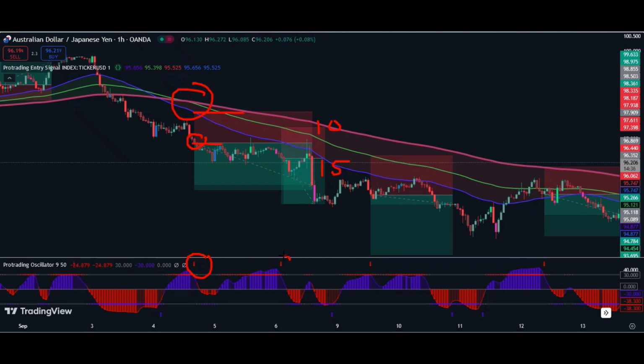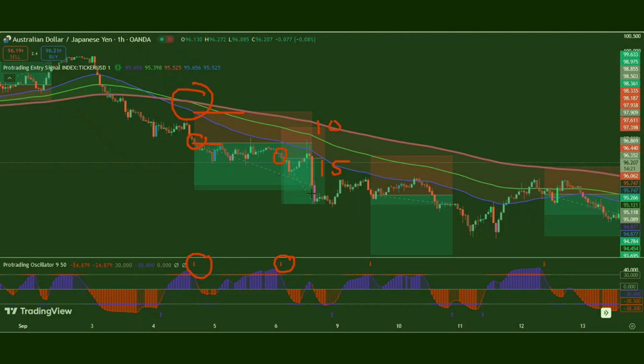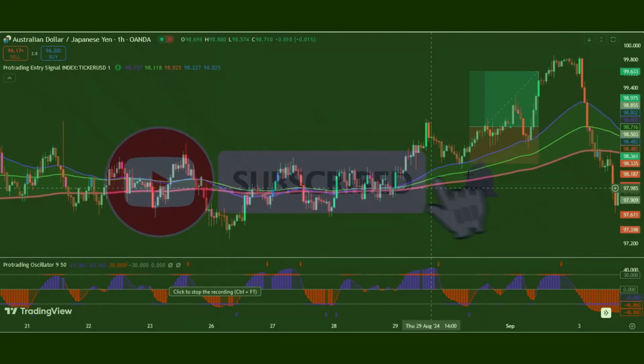Here we're in that trade and we get another signal for a sell trade, and this meets our criteria because price is below this exponential moving average. So we take this trade, and this trade was also a winner.